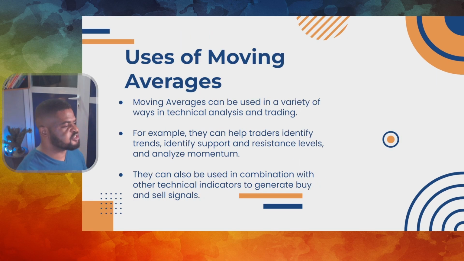Uses of moving averages. What are moving averages used for? Moving averages can be used in a variety of ways. In technical analysis and trading, for example, they can help traders identify trends, identify support and resistance levels, and of course analyze momentum. They can also be used in combination with other technical indicators to generate buy and sell signals. I hope this is basic enough.